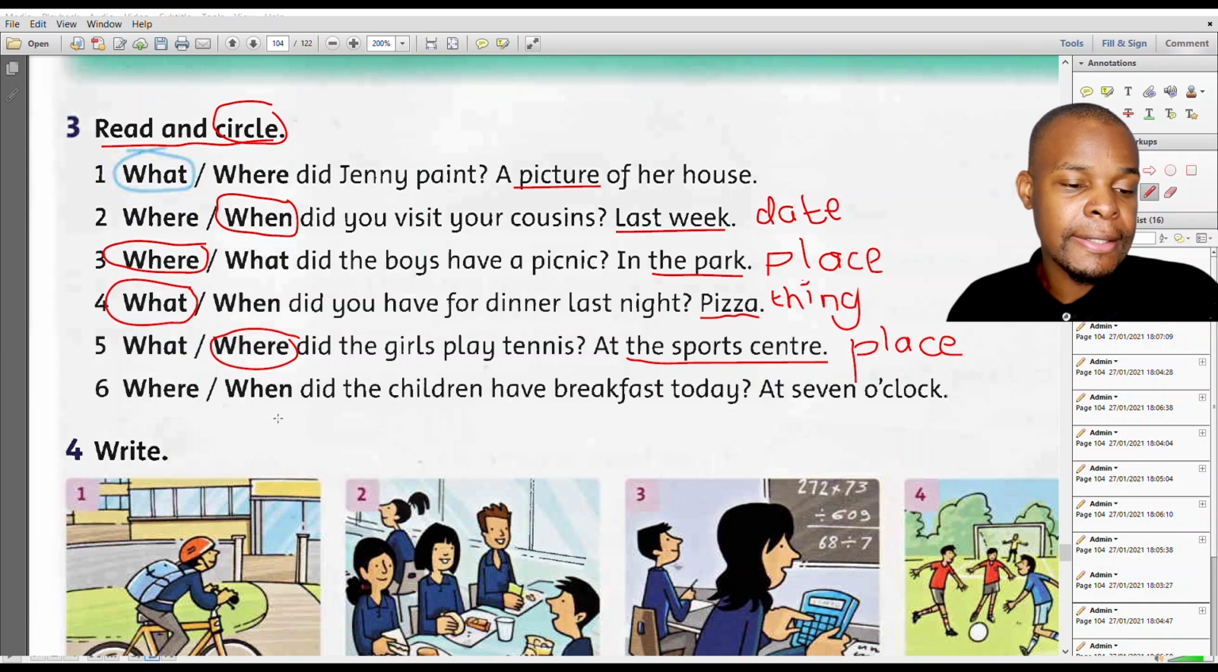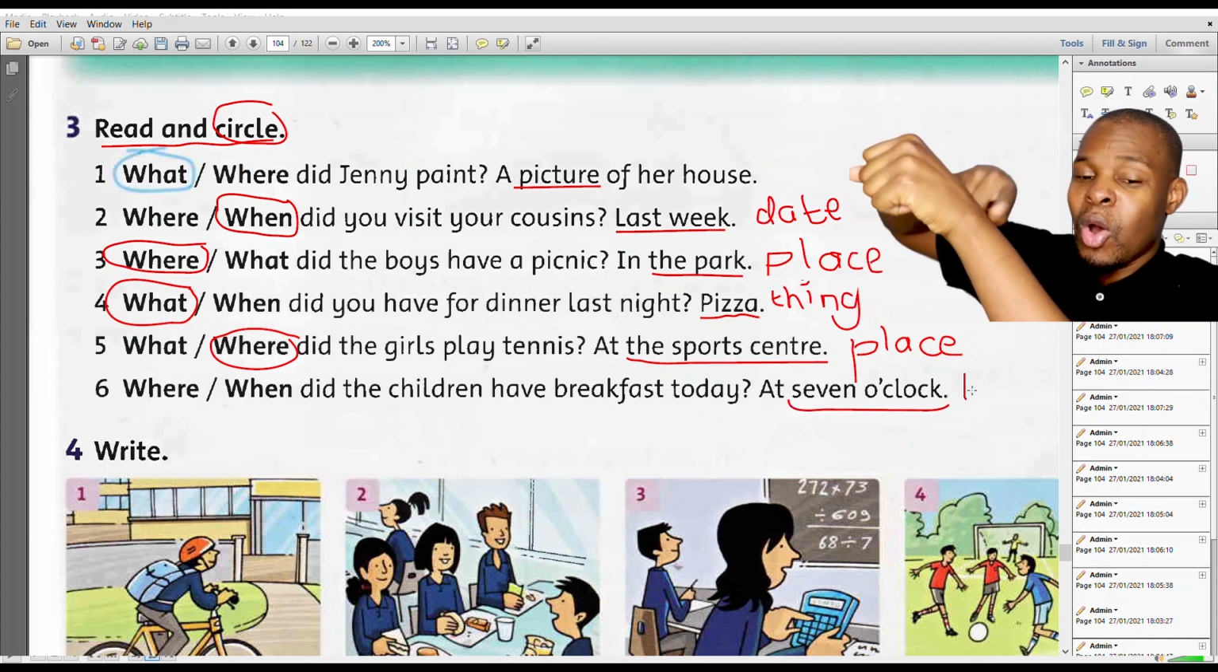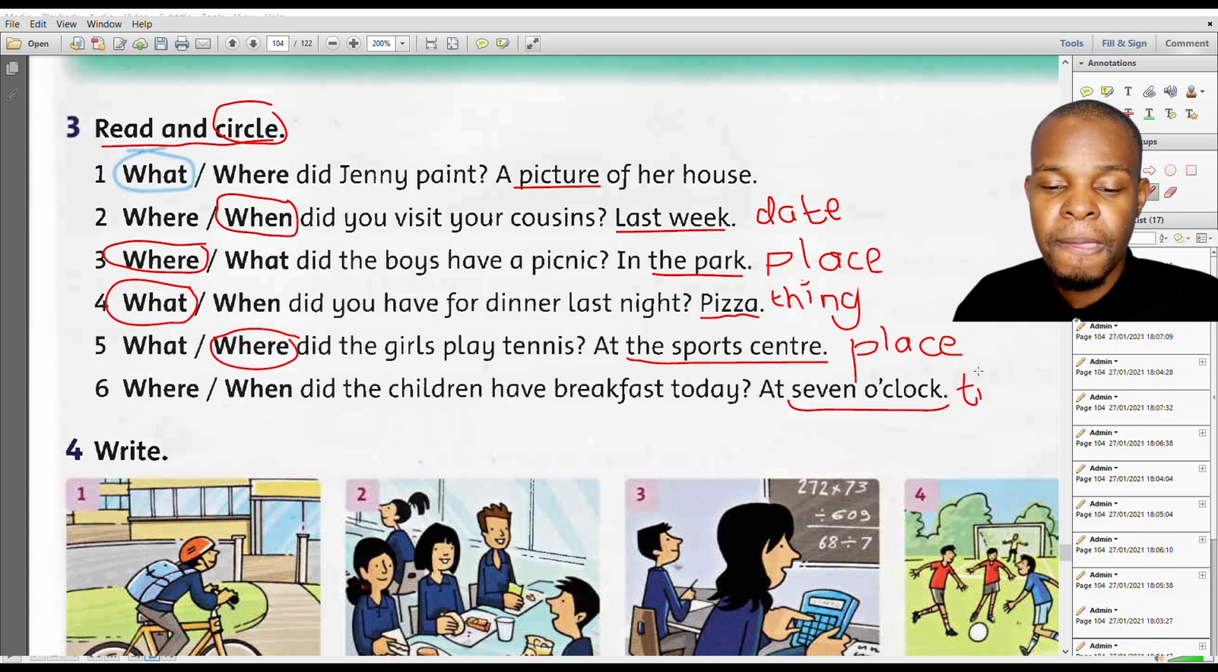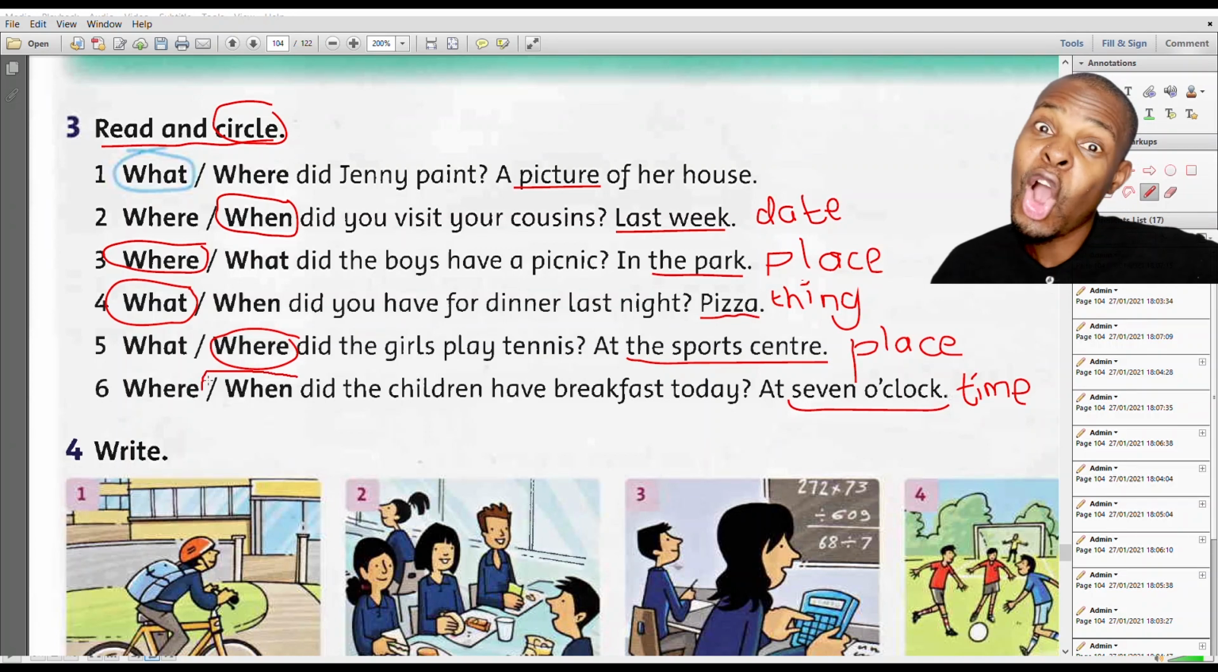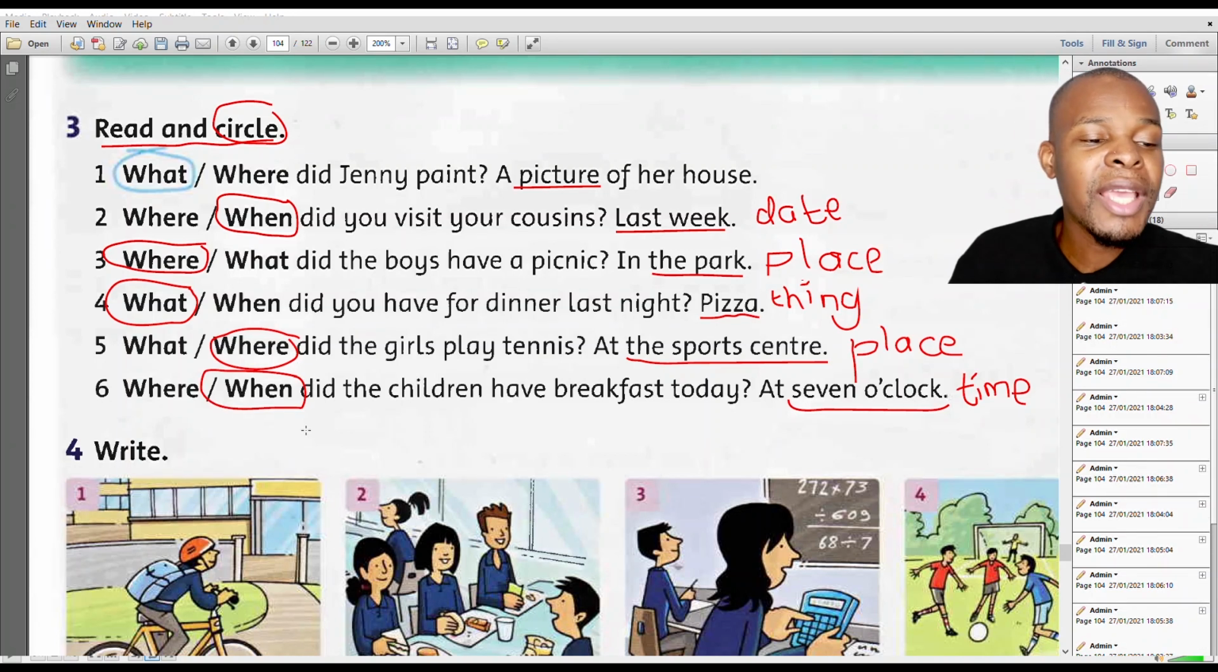Okay, number 6. Did the children have breakfast today? At 7 o'clock. It is time. So when we talk about time, we use when. All right? So let's look at number 1.